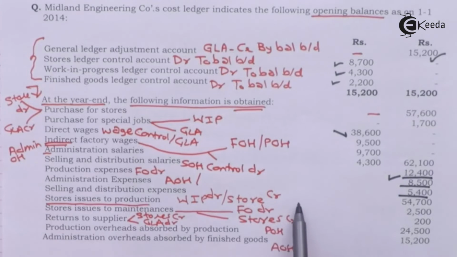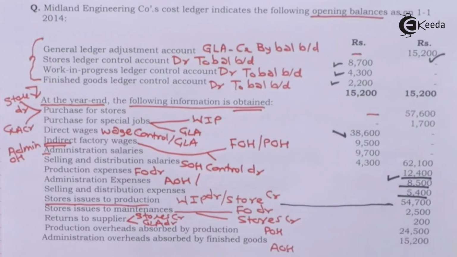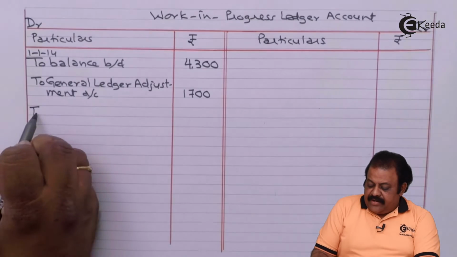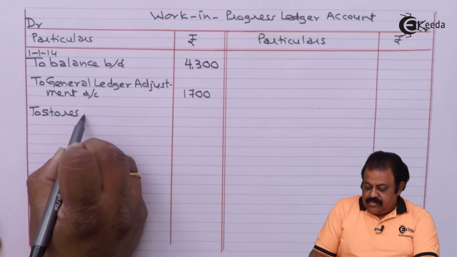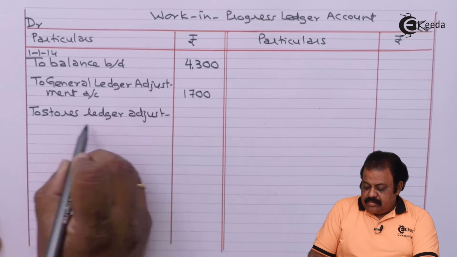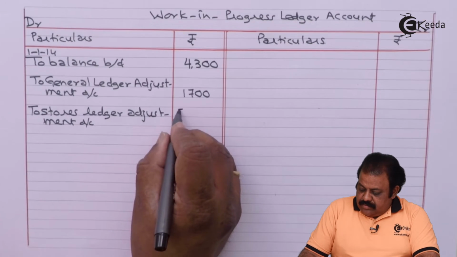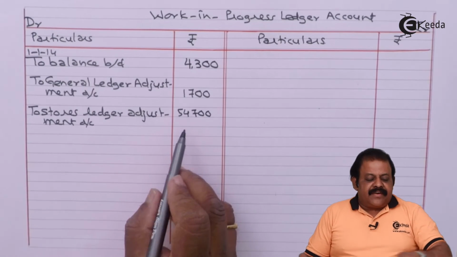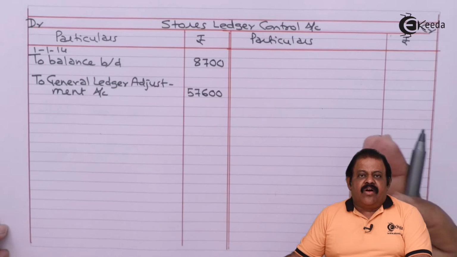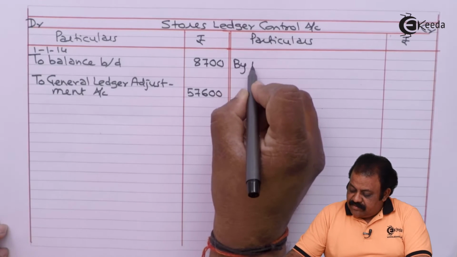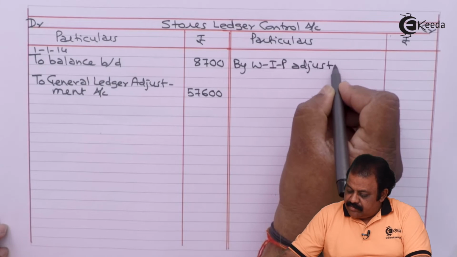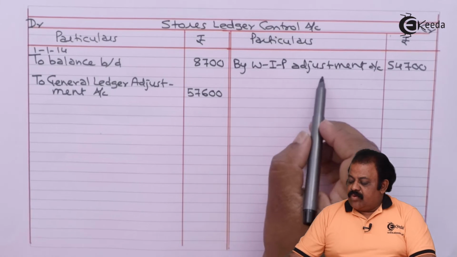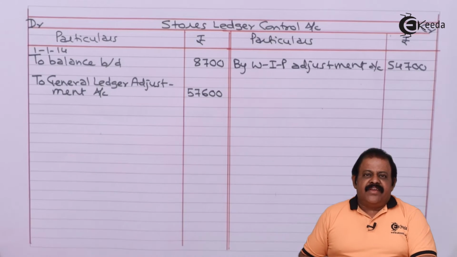Stores issued to production 54,700. To the debit of work in progress account will be recording here to stores ledger adjustment account 54,700. In stores ledger it will be recorded here on credit side by work in progress adjustment account 54,700.